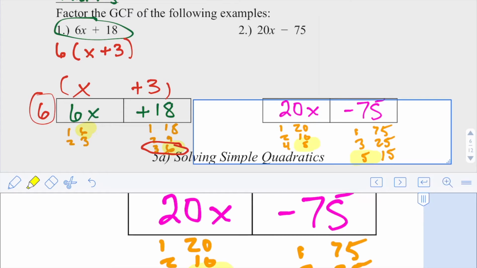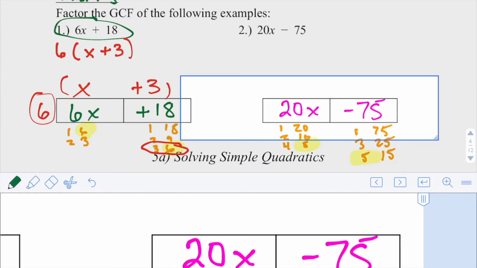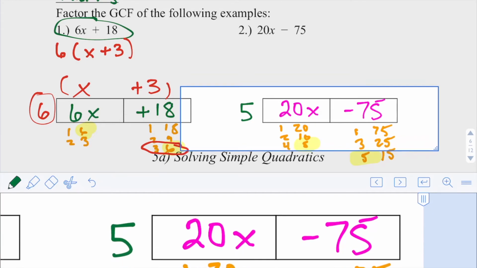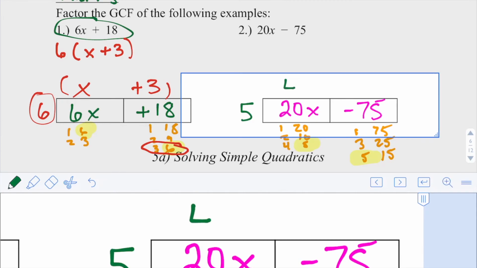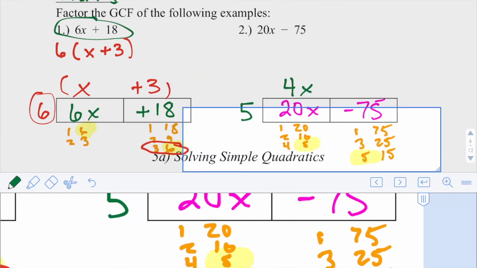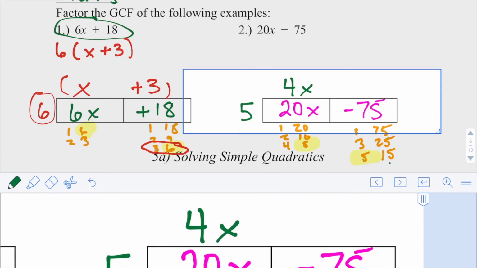So I can pull a 5 out of this. So I come up here and I pull 5. Well, what do I have to multiply 5 by to get 20x? Well, to get 20, I can come down to my factor tree again, and I see that to get 20, I have to multiply 5 by 4. So it would just be 4, and then the x has to be there too, right? Because 4x times 5 gives me 20x. And what do I have to multiply 5 by to get 75? Well, if I come down here, I see that 5 times 15 is positive 75. So I have to multiply 5 by negative 15 to get negative 75.